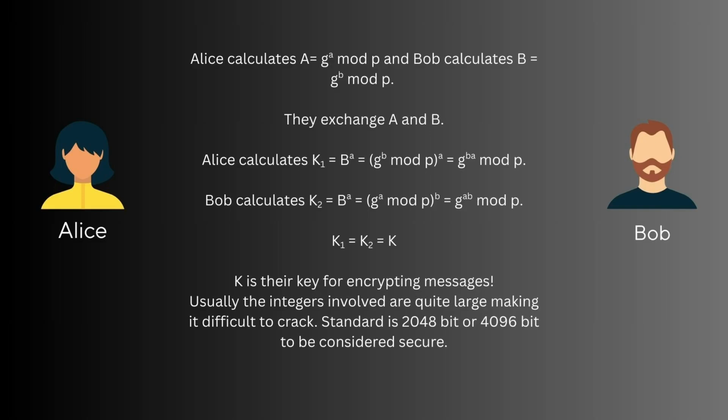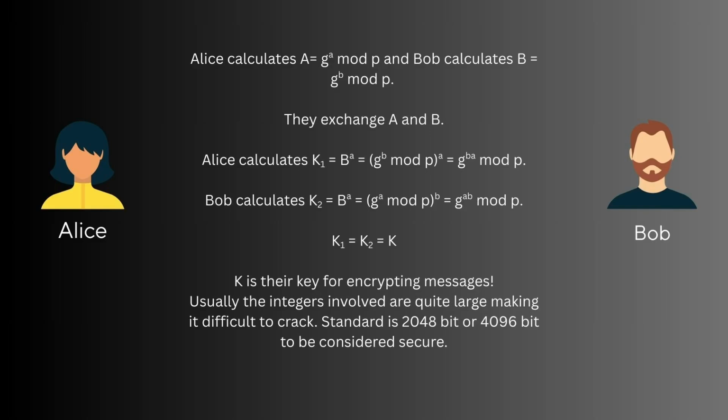The third step involves Alice calculating K1 equals B to the power of a, which is G to the power of b mod P, all to the power of a. And by modular arithmetic, you could just say that it is G to the power of b times a mod P. Bob, on the other hand, calculates K2, which is A to the power of b. Over here, I do seem to have made a mistake in the slides, but yeah, K2 equals A to the power of b, which equals G to the power of a mod P, all to the power of b. And that equals G to the power of a times b mod P.